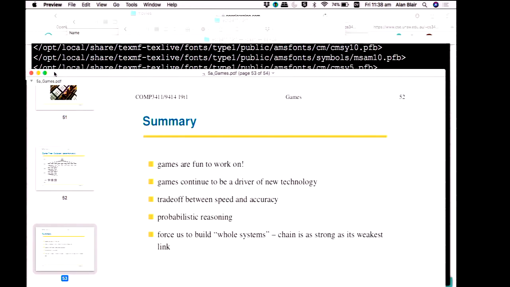Yeah. In Prolog, false doesn't mean that it's definitely false. It just means you can't prove that it's true. Oh, okay. Sure.